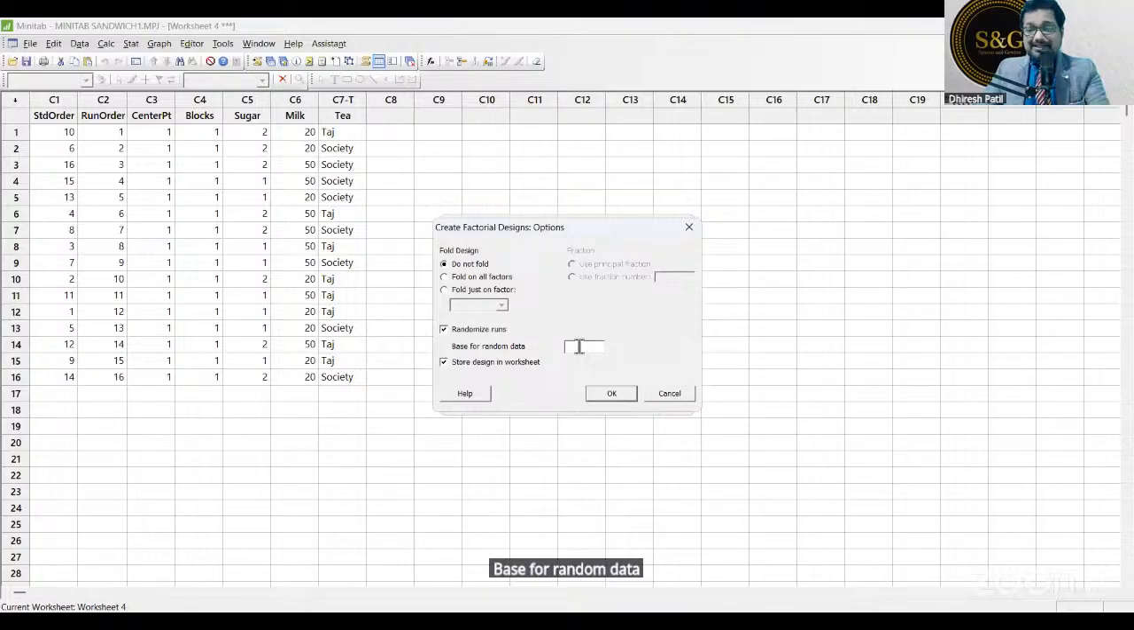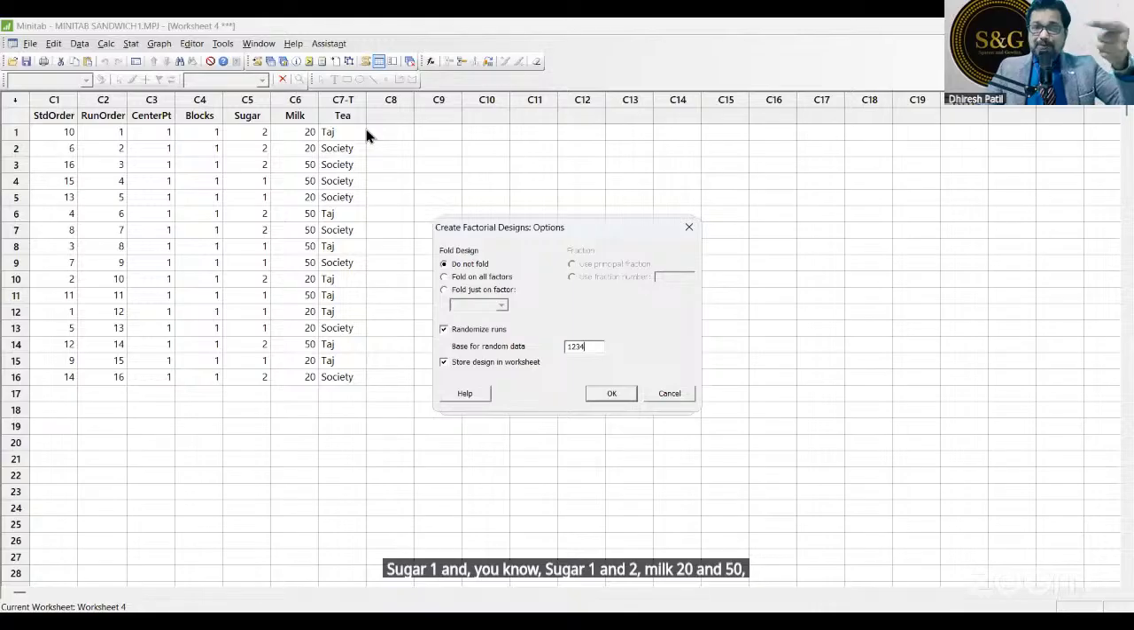Now this is very interesting. Listen to me very carefully. Base for random data. Now if I click 1, 2, 3, 4, everybody just type 1, 2, 3, 4. Now have you also taken sugar, milk and tea? Sugar 1 and sugar 2, milk 20 and 50, and tea Taj Mahal and society.